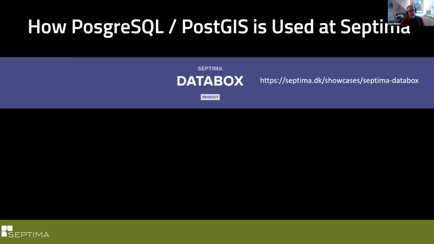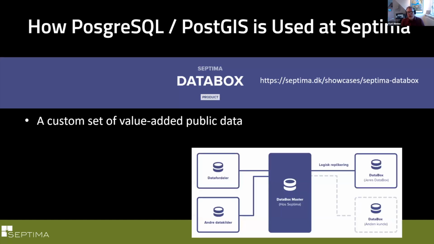And then lastly, I wanted to talk a little bit about what we at Septima do with PostGIS. For one, we have some products such as this thing called DataBox. This is a product that we offer on a subscription basis. It's basically a custom set of value-added public data from these databases I was briefly describing. So, we have a data provider such as the data supply. We have a mirror of that at Septima. We build some views and do some extra work to some of this data.